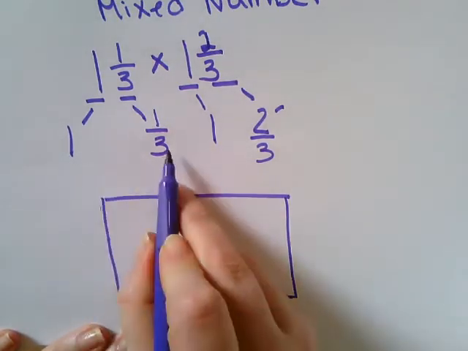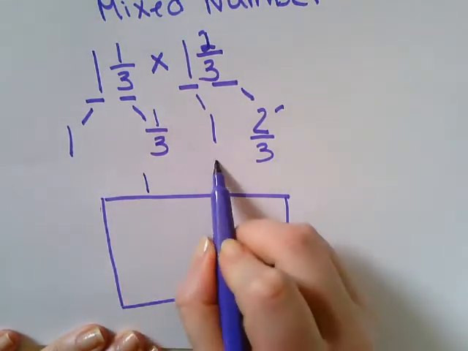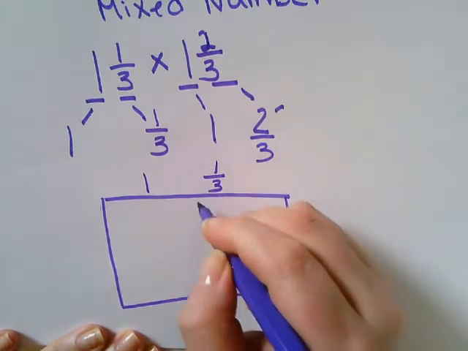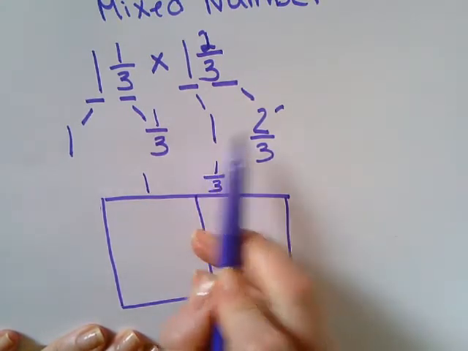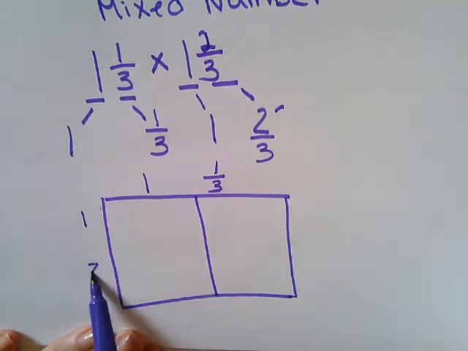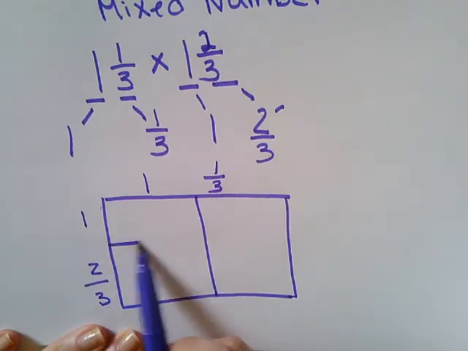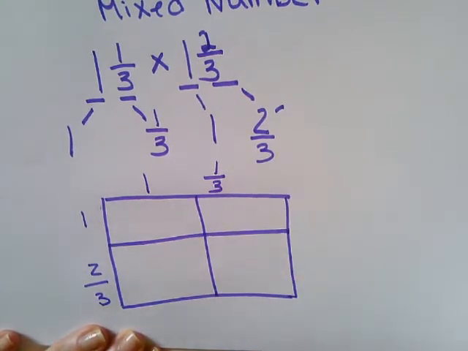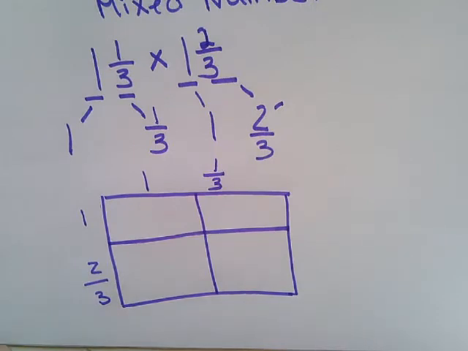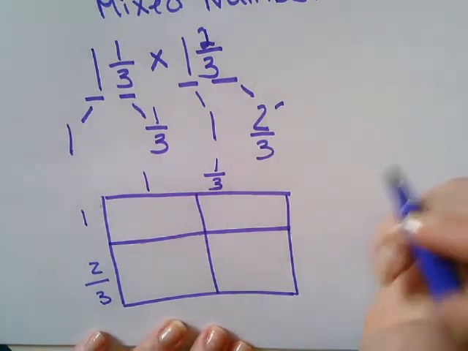We're going to put our first number on top, 1 and 1/3. Then we're going to put 1 and 2/3 on the side of the box. And we now have our 4 sections. Just like when we multiply whole numbers, we are going to use our decomposition model to multiply these fractions.